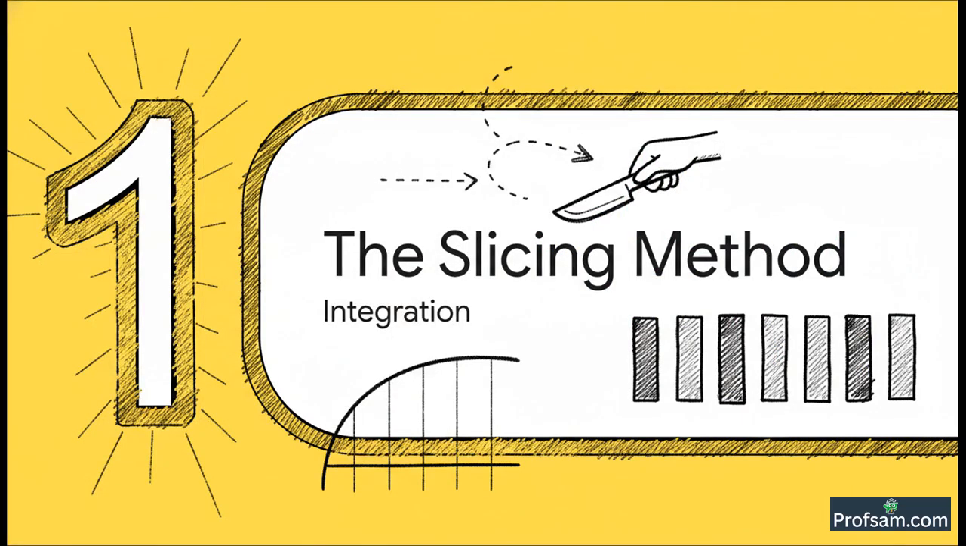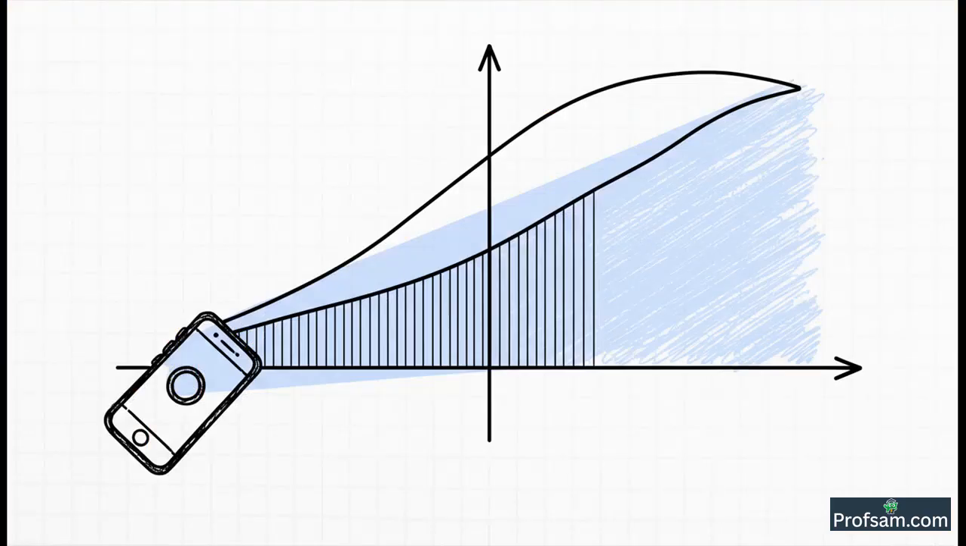So, how does this superpower actually work? It's all based on a really simple but totally brilliant idea called the slicing method. The main idea here is surprisingly simple. Instead of trying to measure this whole weird shape at once, we're going to slice it. Think about it like scanning a QR code. Your phone doesn't see the whole thing at once, it scans it line by tiny line. We're doing the same thing here, slicing this big area into thousands of super thin vertical rectangles. And the area of a rectangle, well, that we definitely know how to find.